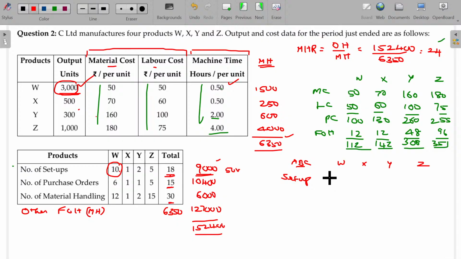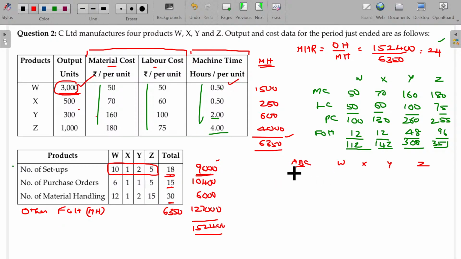Then here the value being 1.67. Or better way is what? In total, you may be now able to understand easily. 9,000 should be shared among all the 4 products using this ratio, 10:1:2:5.